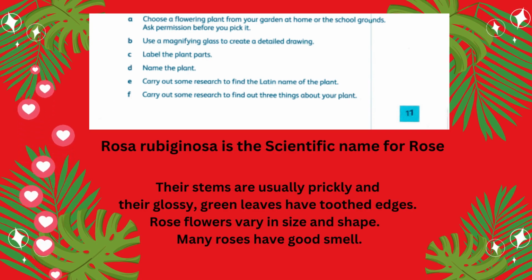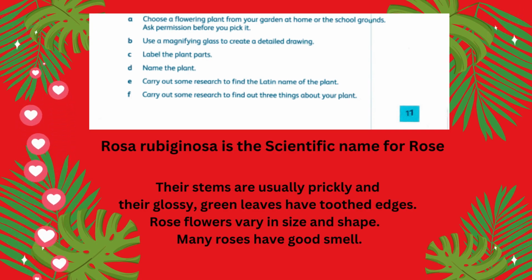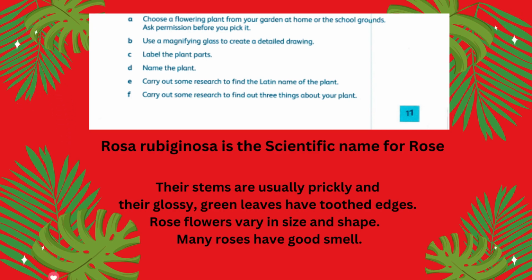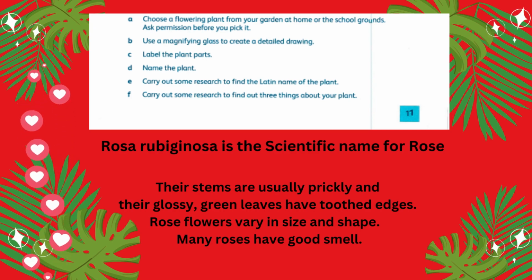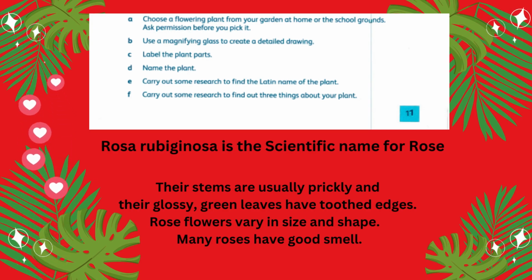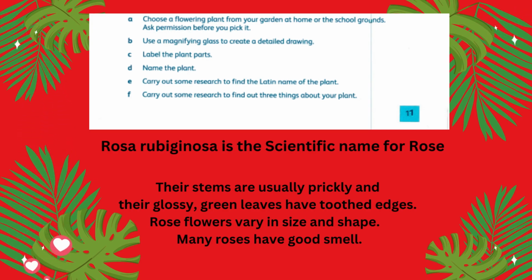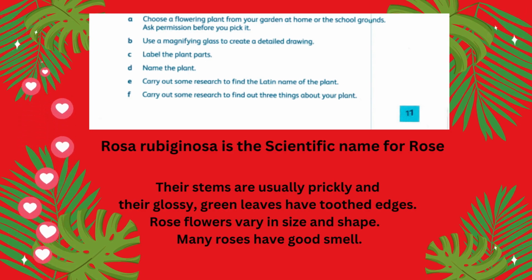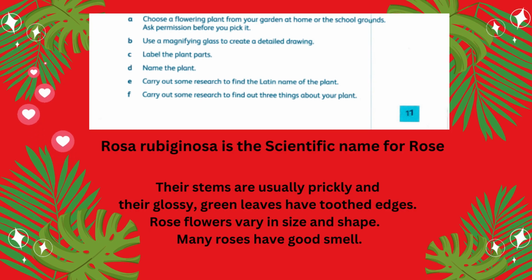Now choose a flowering plant from your garden or home or the school grounds. Ask permission before you pick it. B. Use a magnifying glass to create a detailed drawing. C. Label the plant parts. D. Name the plant.